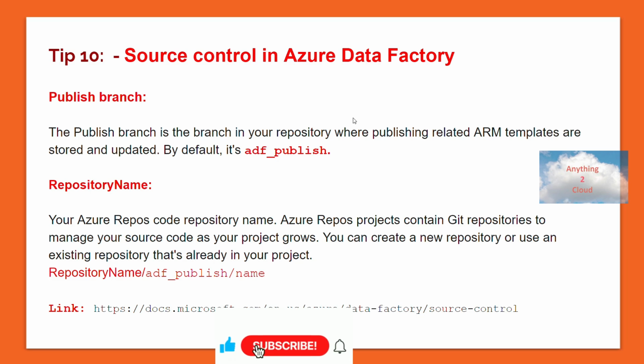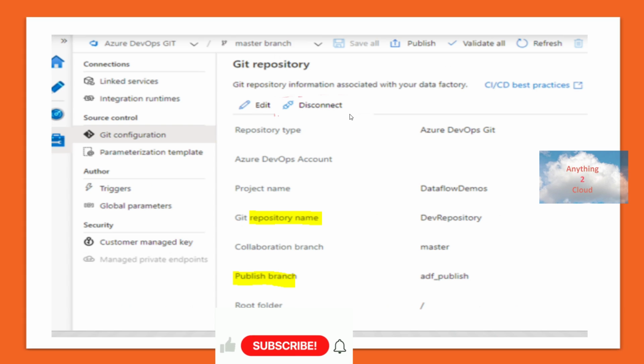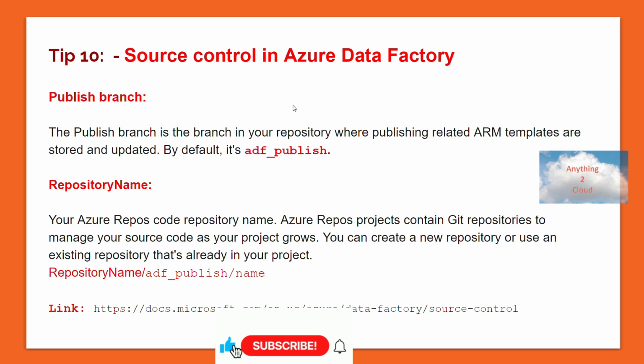The next step is on source control in Azure Data Factory. In Azure Data Factory, when you configure using Azure DevOps, you could see the configuration as shown in the screenshot here. You will have a repository type, then the repository account, then the project name, then the repository name, followed by the collaboration branch, then the publish branch. And this publish branch is in your repository where the publishing related ARM templates are stored and updated. By default, it is adf_publish.